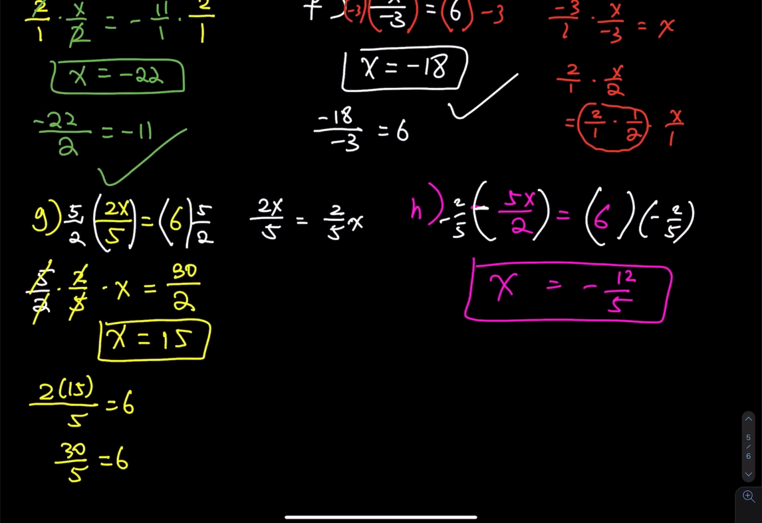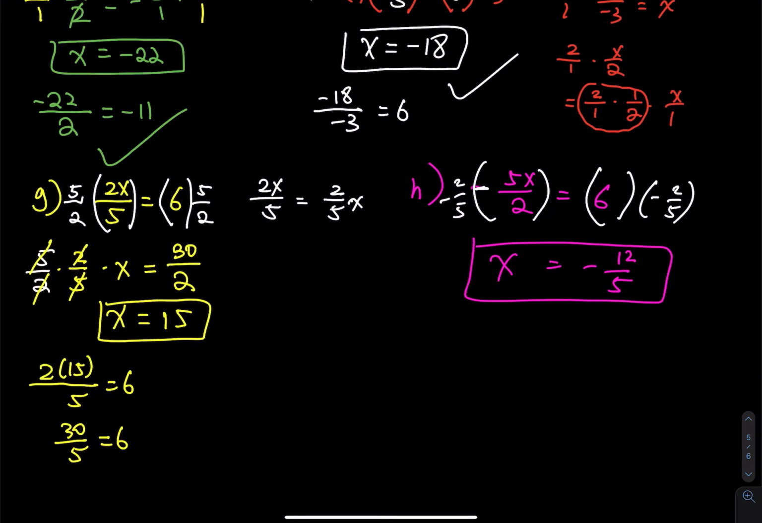I mean, not to reduce the fraction. Check. Negative 5, there is a negative, right? Yep. Times negative 12 over 5 divided by 2 equals 6. The 5 and the 5 got cancelled, right? Negative and negative becomes a positive. 12 divided by 2 equals 6.